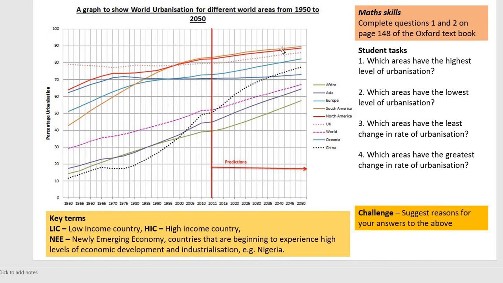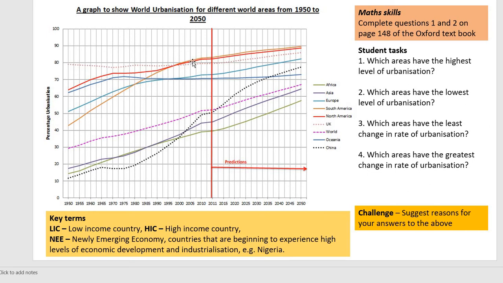Now, one area that kind of doesn't fit this pattern so well is South America, because we can see if this is the world average here, then if we look at the graph, most of the areas that we would consider LICs or NEEs, they start off underneath the world average and then either overtake it or start to get pretty close to it. But South America is a continent full of countries that we would consider NEEs, Brazil, Argentina, Chile. But yet in 1950, it's already above the world average. And by the time we look at the predictions, it's actually got the highest urbanisation levels of anywhere.